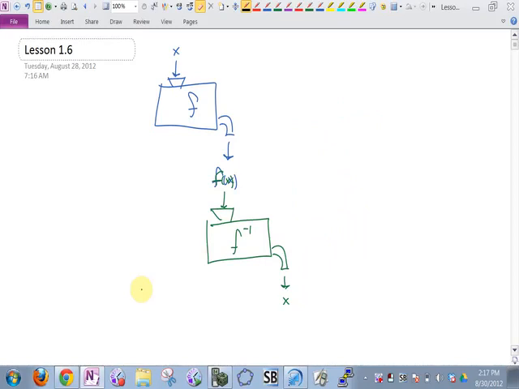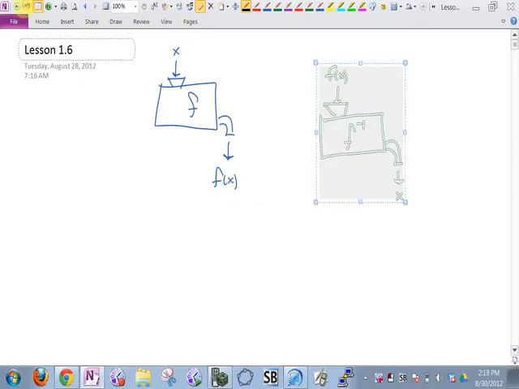If 3 goes in as the input, what comes out? 3. If negative pi goes in as an input, what comes out? Negative pi. We call it an identity function. Whatever the input is, the output is the same exact thing. Will that always be true for inverse functions? Yes, always, right? Because whatever f does to the input, f inverse just does the opposite. So you're guaranteed it goes straight through, okay?